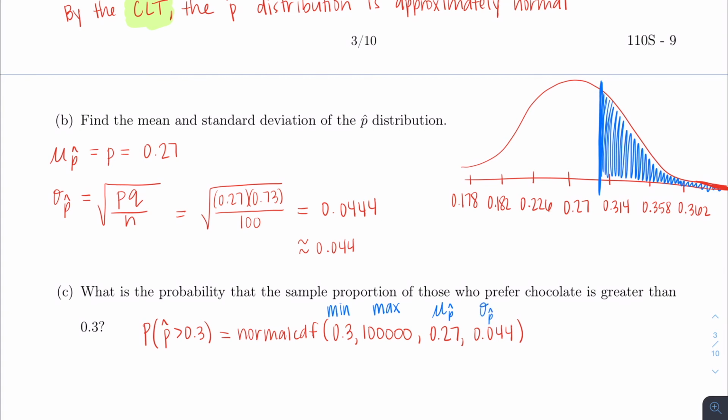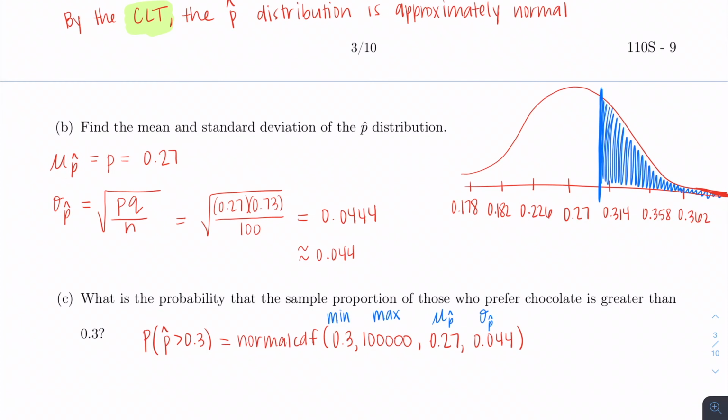And this is strictly if you're using the normal CDF function on a TI calculator. If you're using a Casio, I believe the standard deviation and the mean switch, but this is strictly if you're using a Casio. So after putting this into our calculator, we get a value or a probability of 0.2477.